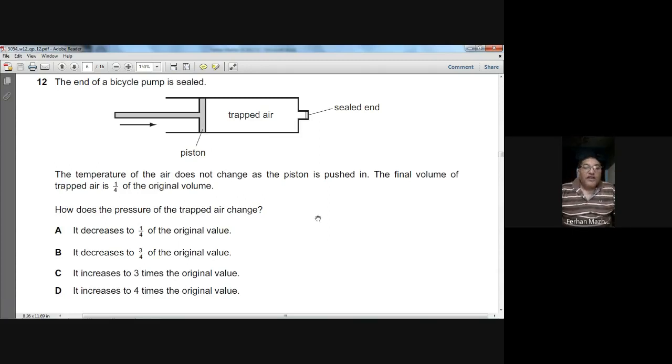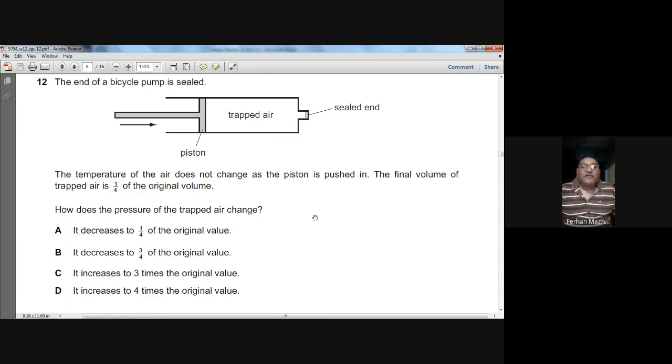You know, if we are talking about the pressure of a gas and the temperature is kept constant, the pressure and the volume are inversely proportional to each other. If the pressure and the volume of the gas are changing and the temperature is kept constant, the pressure and the volume of the gas are inversely proportional to each other.